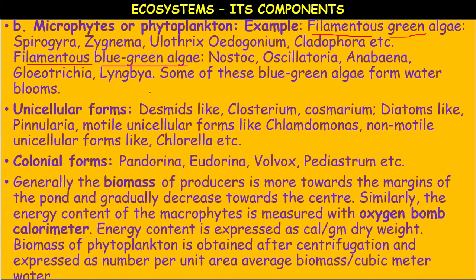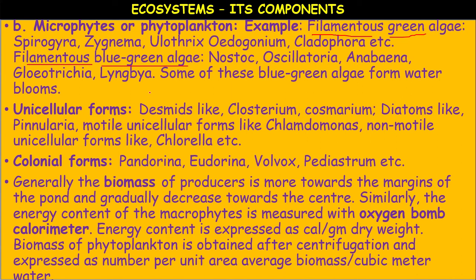Similarly, the energy content of the microphytes is measured with a device called an oxygen bomb calorimeter. The oxygen bomb calorimeter is used to measure the energy content. The energy content is expressed in calories per gram dry weight, because we are considering biomass. The biomass can be measured by using an oxygen bomb calorimeter, and the unit to express it is calories per gram dry weight.